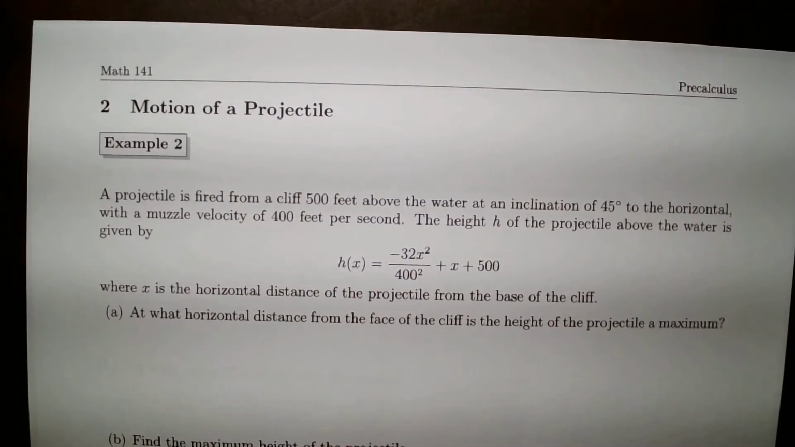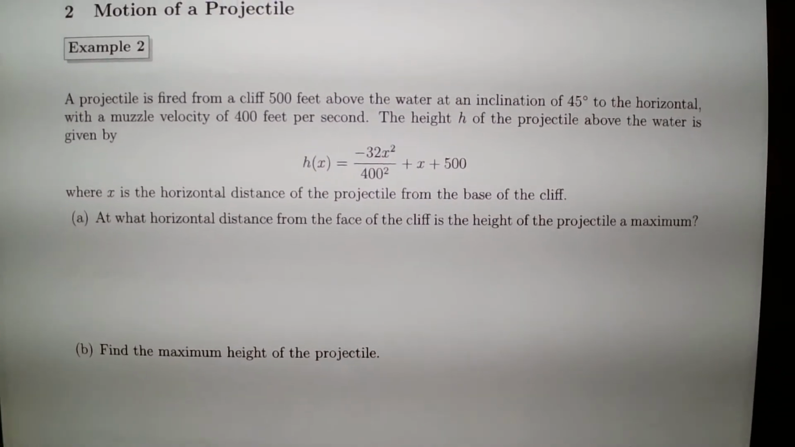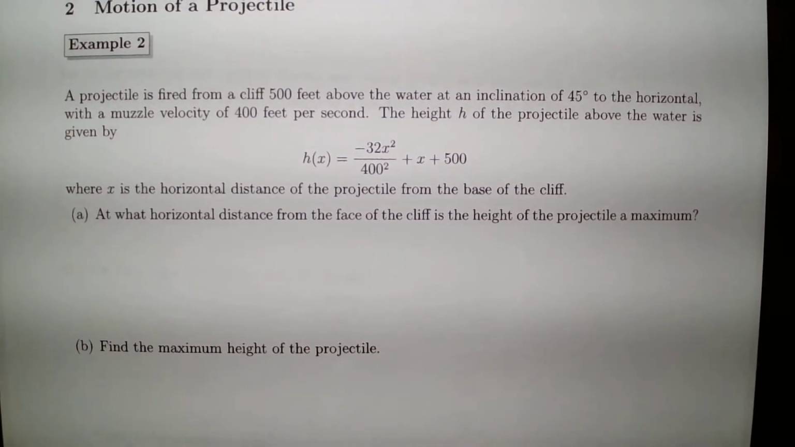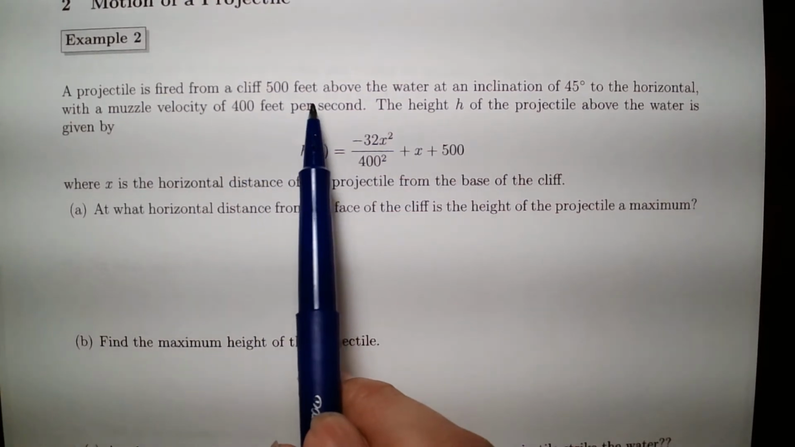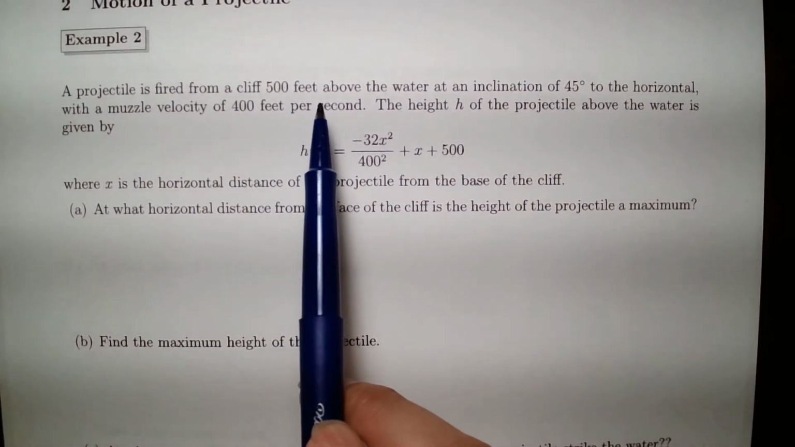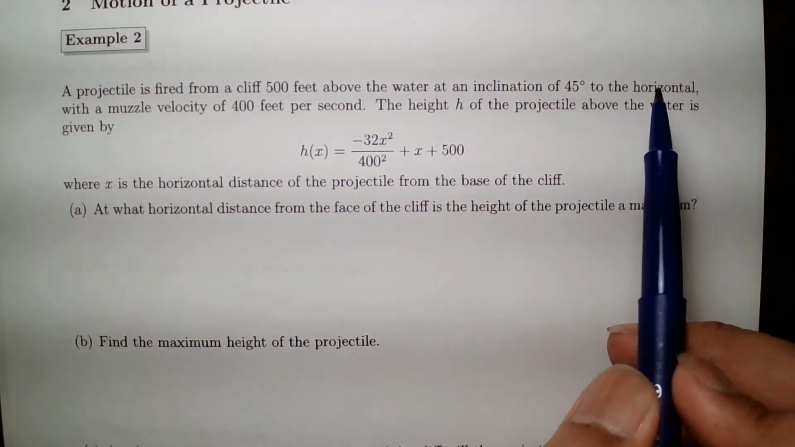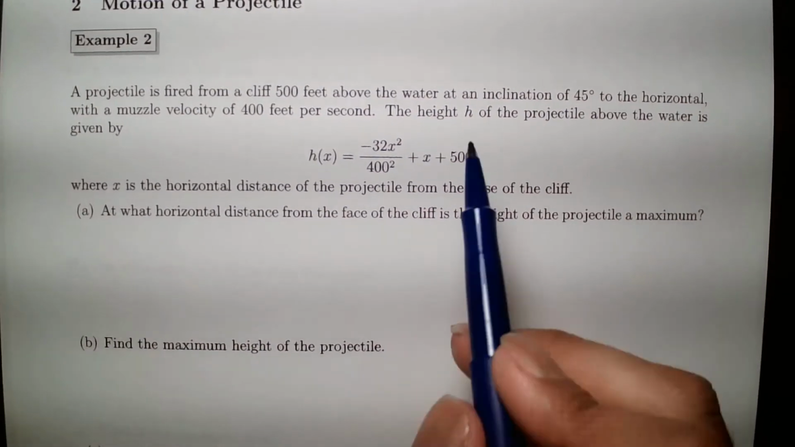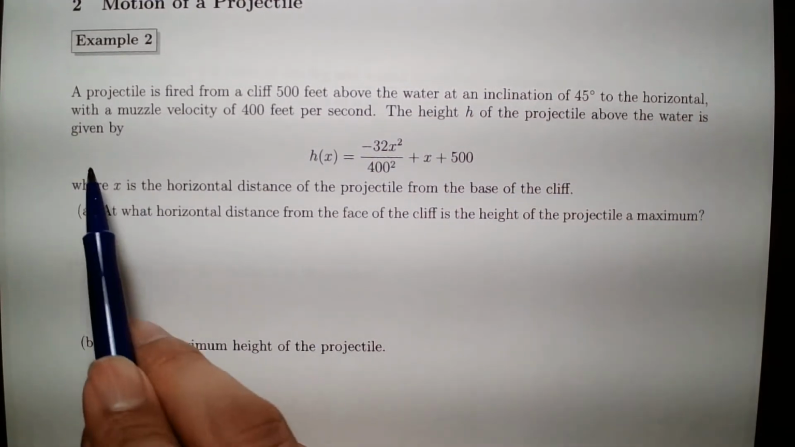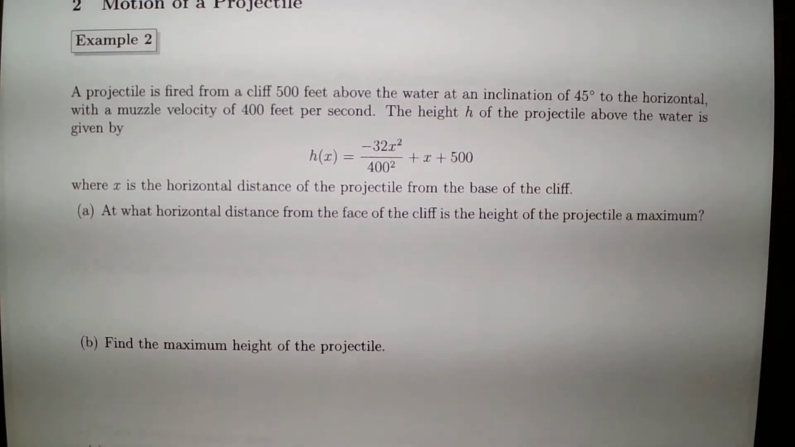For this example, projectile motion, we are given another quadratic function. Let's see what the problem tells us. A projectile is fired from a cliff 500 feet above the water at an inclination of 45 degrees to the horizontal with a muzzle velocity of 400 feet per second. The height h of the projectile above the water is given. We don't have to figure out the mathematical model. In this case, they're giving it to us.